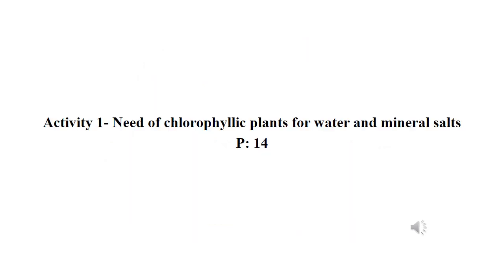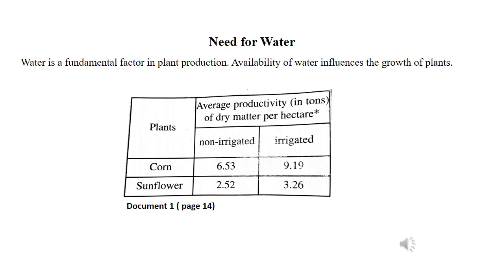After discussing some important ideas in plants, now I want you to open your book, page 14, and let's start with the first activity: need of chlorophyll plants for water and mineral salts. The need for water. Water is a fundamental factor in plant production. Availability of water influences the growth of plants.